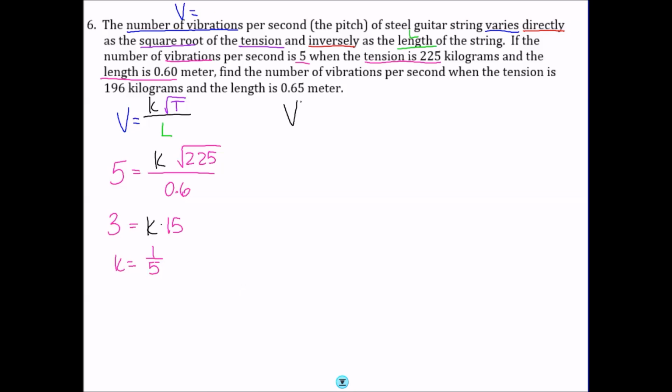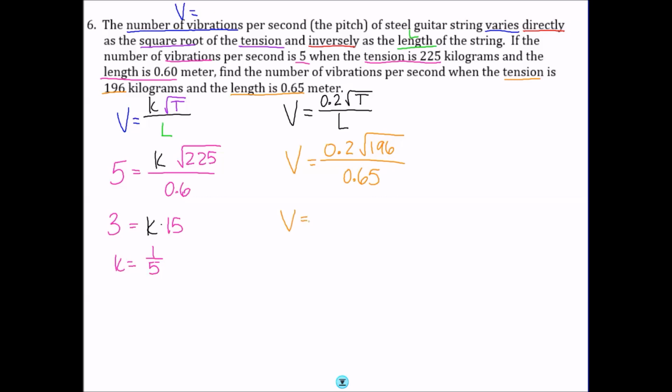So let's write out our equation of variation. I'm going to go ahead and write this as a decimal. Then I'm going to read the last part of the problem. Find the number of vibrations per second when the tension is 196 and the length is 0.65. So we want to find the number of vibrations when the tension is 196 and the length is 0.65.